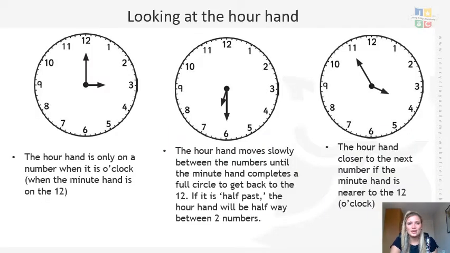Okay, so now we're going to start to look at the hour hand. So we've looked at all the minute hands, so now we're going to start to look at the hour. Now, when it is o'clock, so when it starts a new hour, the minute hand is right upon the 12. Okay, so if you look at the first picture, you can see that the minute hand is on the 12 because that's the longer hand.